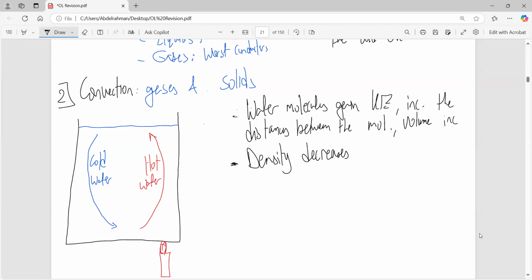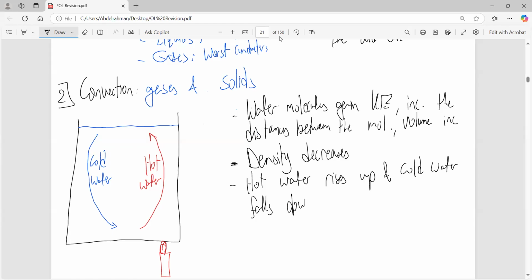As you increase the volume, the density decreases, and therefore, what happens? The most energetic molecules, or the hot water, rises up, and the cold water falls down, or moves down. This is what we call a convection current.